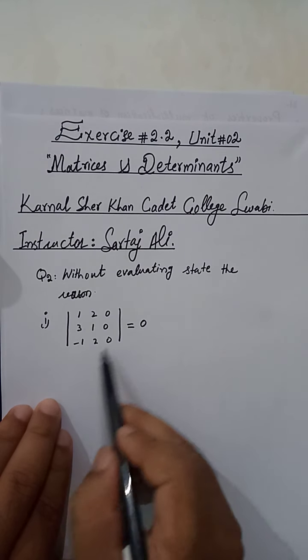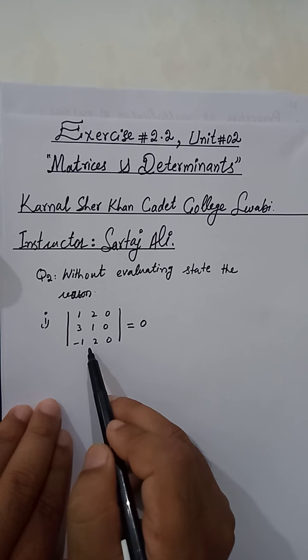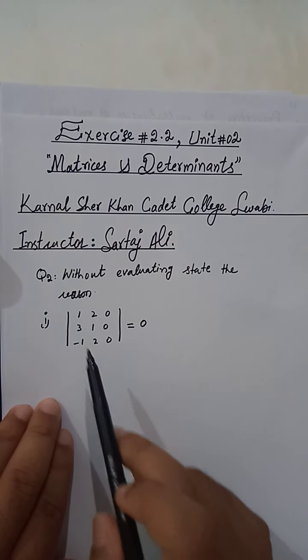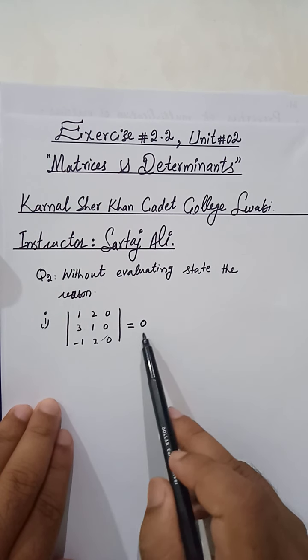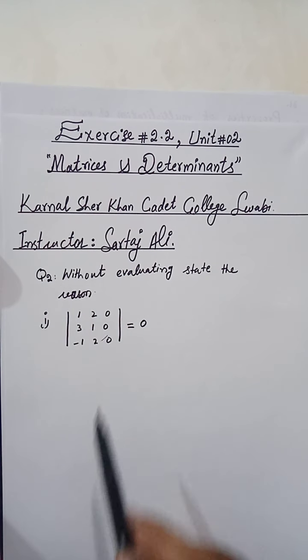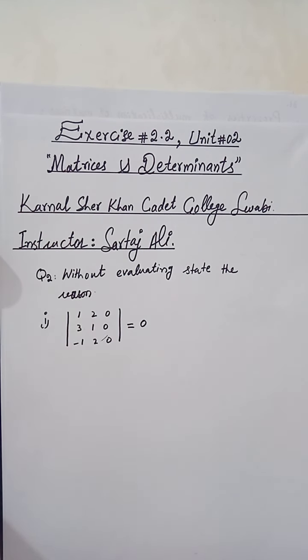So now you see that this is the determinant of the 3 by 3 matrix which is equal to 0. Without evaluating this determinant, you just need to give the reason for this equality, that is, why the determinant of this matrix is equal to 0. We know a property that if every element of a row or a column of a square matrix is 0, then the determinant of that matrix is equal to 0.